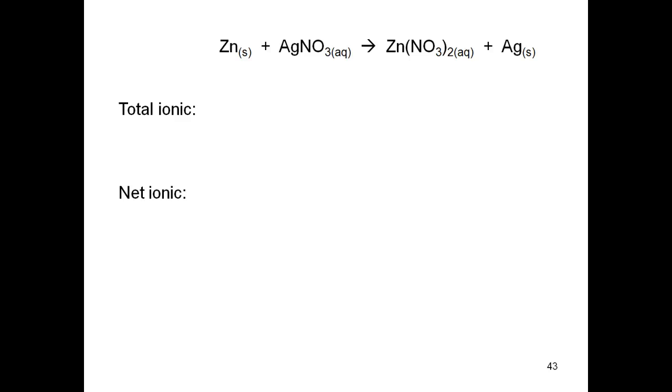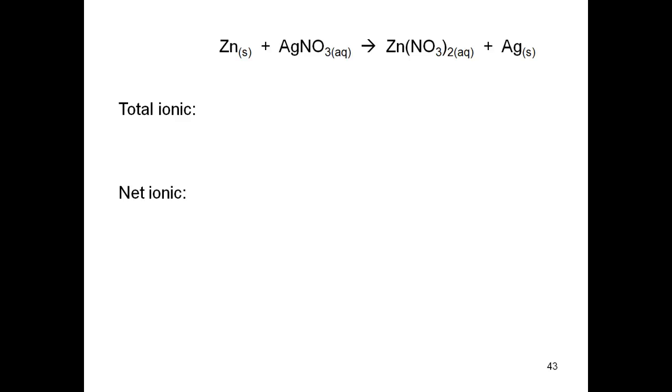That means we need to break up into ions the things that normally break up into ions, which would be your strong acids, your strong bases, and your soluble salts. So you have zinc solid first. Since it's not one of those, it will come down in the total ionic equation as zinc solid. Next you have silver nitrate. What is that? That is a soluble salt. A soluble salt breaks up 100% into ions, which means silver ions and nitrate ions. So I would break that up in my total ionic equation.